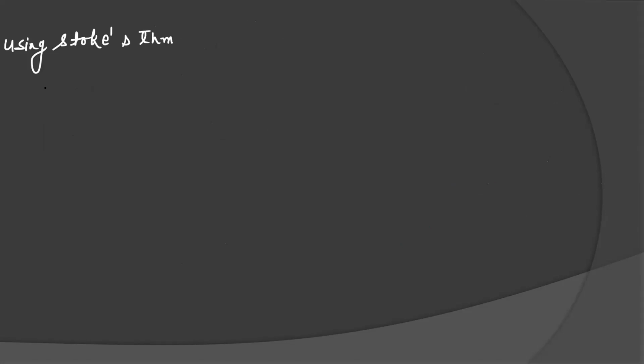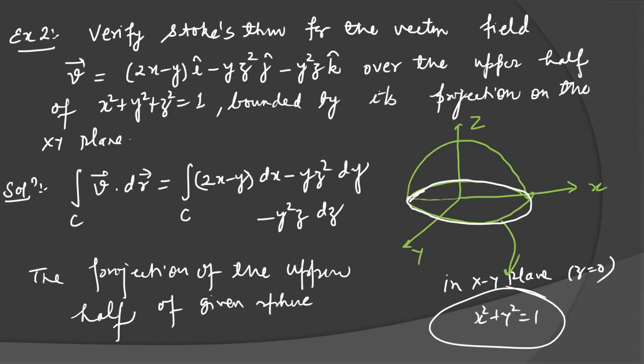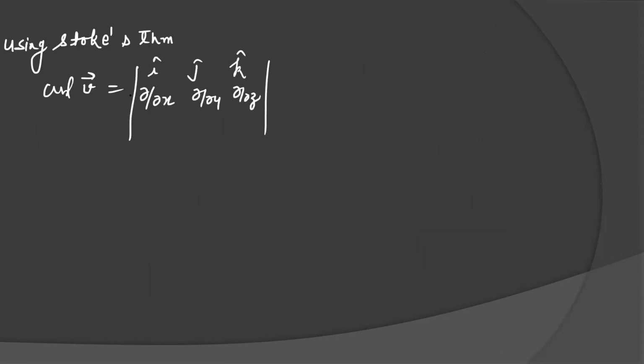Using Stokes theorem, we first have to find the curl of v cap. Curl v cap will be the determinant with i, j, k, del over del x, del over del y, del over del z, and v cap is given as 2x minus y, minus yz square, minus y square z. If you compute it, you will get that this is equal to k cap only.